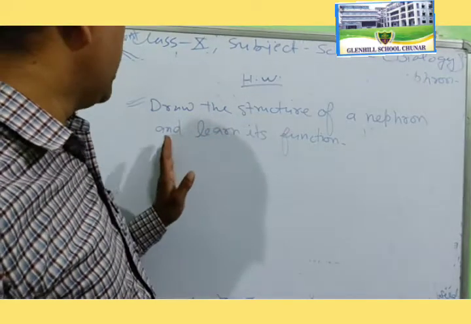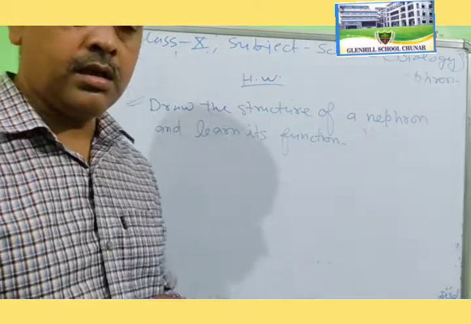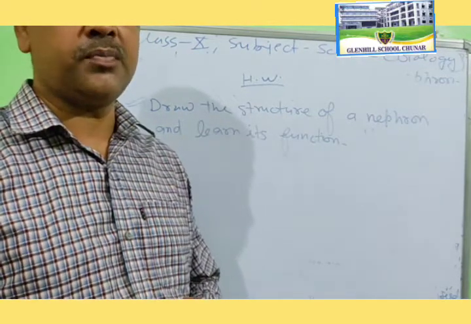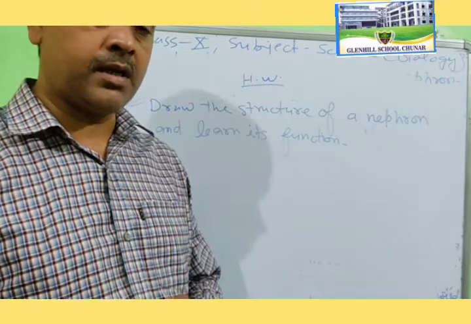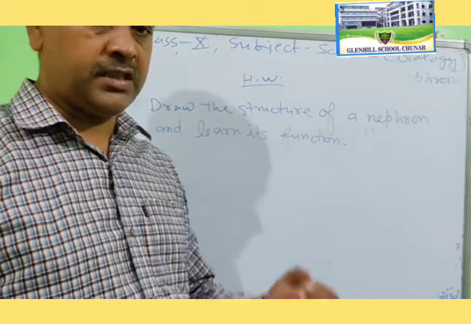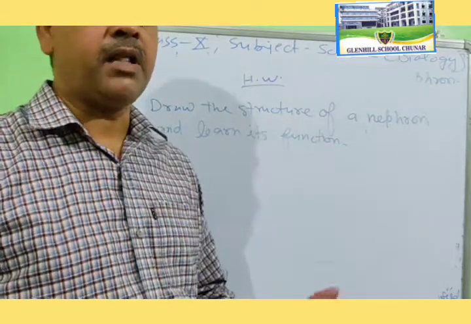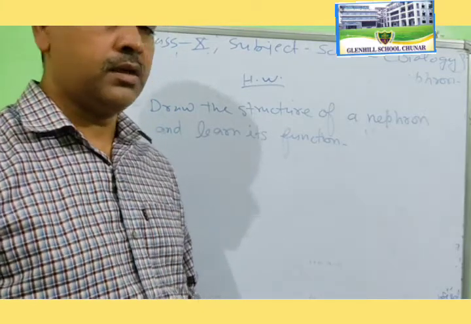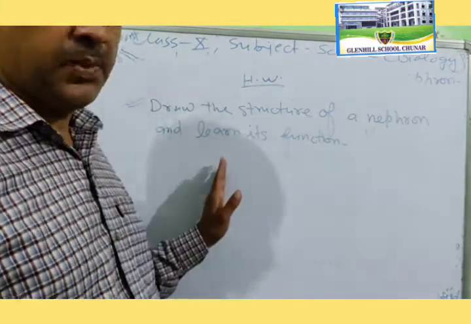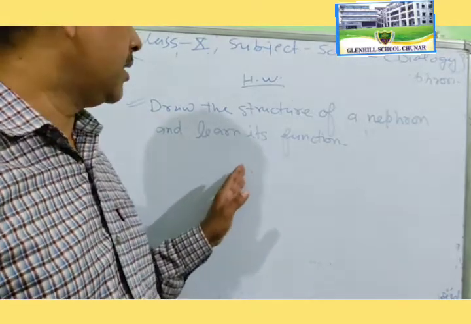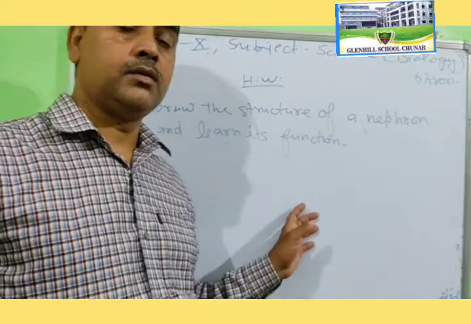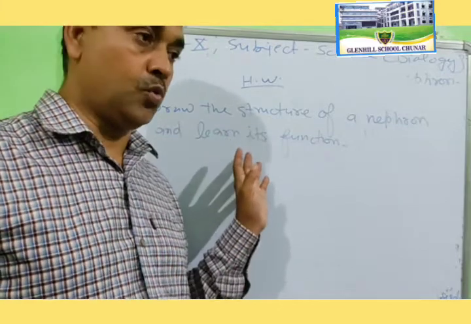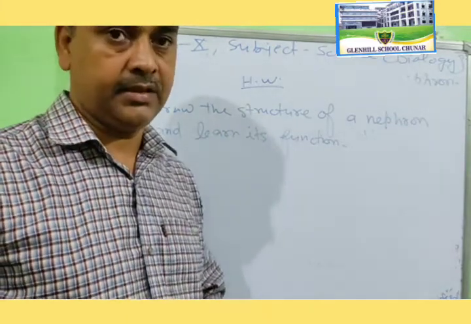Draw the structure of a nephron and learn its function. When you read this, two words are used. What is glomerular filtration? Glomerular filtration, or ultrafiltration. When blood is filtered by the Bowman's capsule and goes into the convoluted tubules, in this filtration amino acids, sugar, salts and water are filtered by the glomerulus and Bowman's capsule. This is called ultrafiltration.